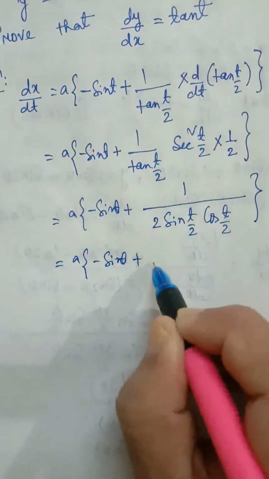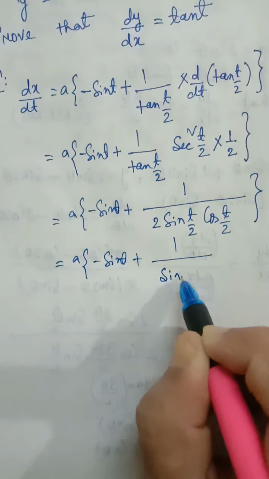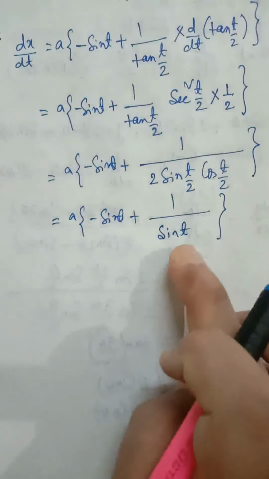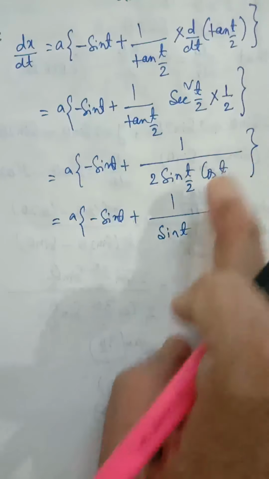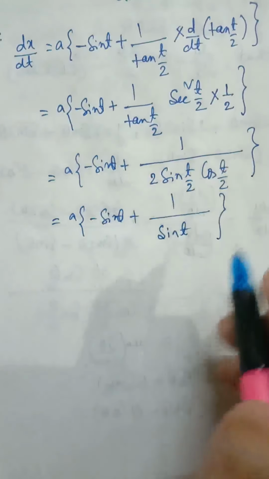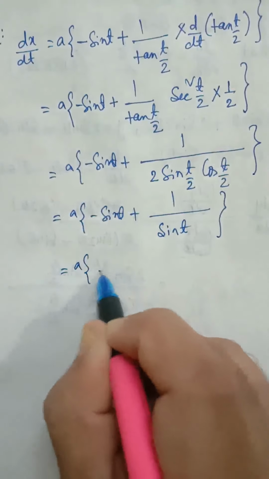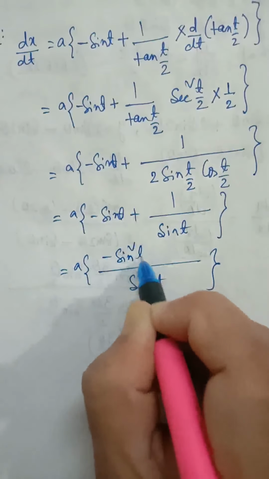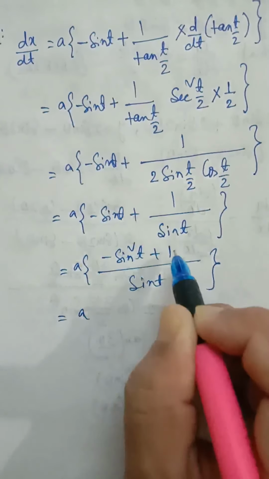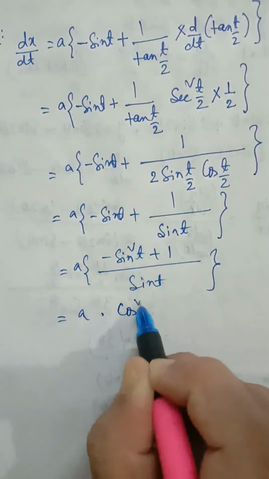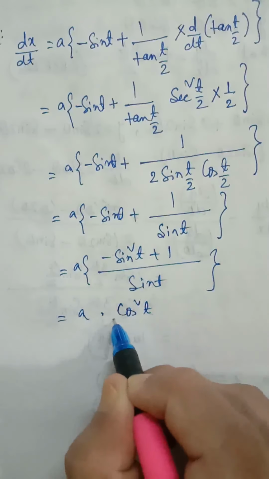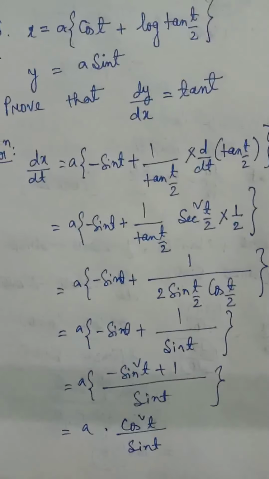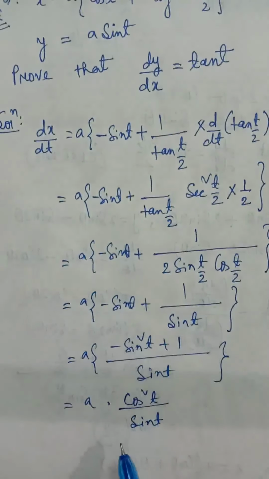Now, 1 by 2 sin t by 2 cos t by 2 is sin t, because sin t is equal to 2 sin t by 2 cos t by 2 in terms of multiple angles. So this is the formula for sin 2t, 2 sin t cos t. Sin t will be 2 sin t by 2 cos t by 2. Taking LCM, sin t minus sin square t plus 1. 1 minus sin square t is cos square t, so we get cos square t by sin t. So this is our dx by dt.